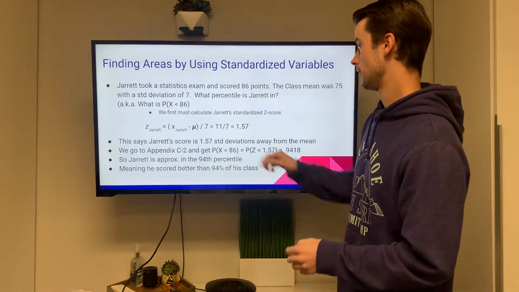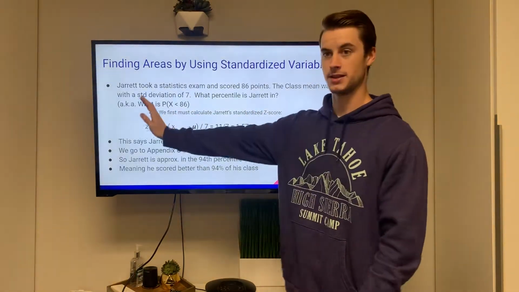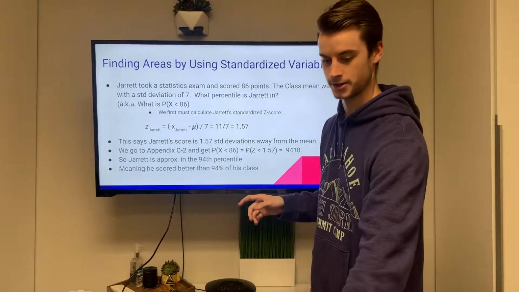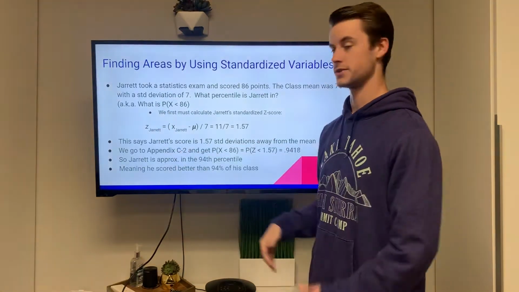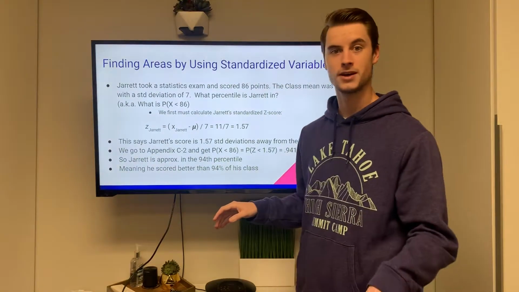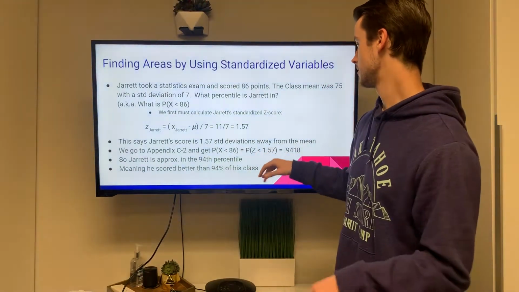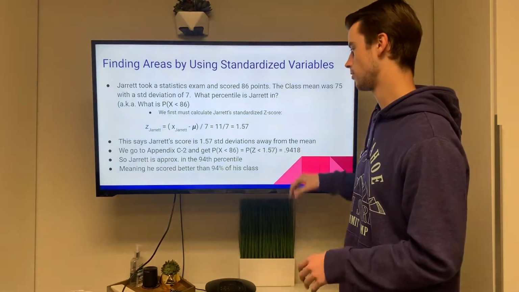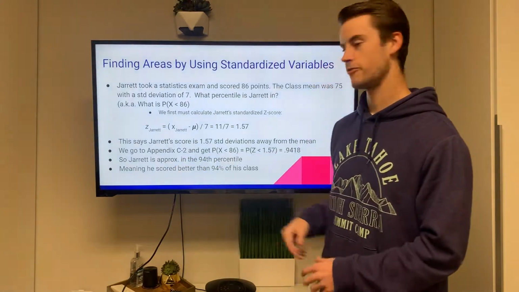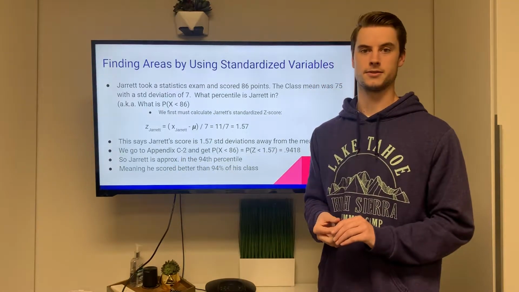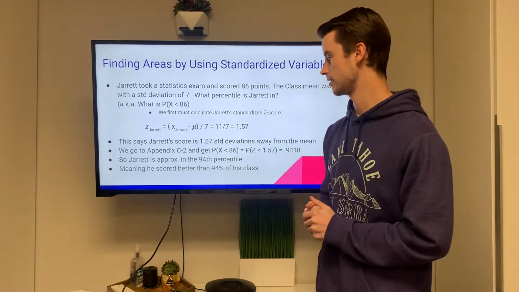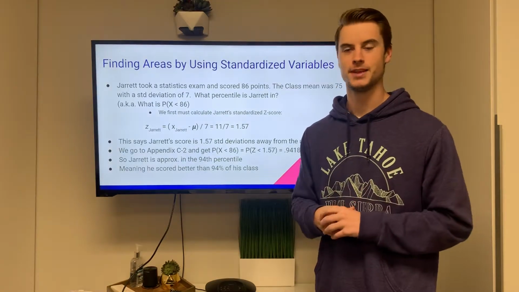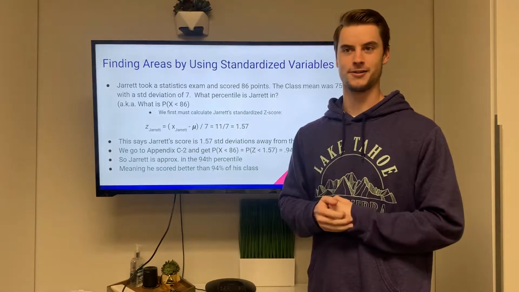And since this is less than, that means everything to the left, a left tail probability distribution. We can look at Appendix C-2 because that clearly deals with everything to the left of your z-score, which is an easy find, okay? So we find 1.57 in our appendix, and we can get the probability, which is the area under the curve, 0.9418. So Jared is approximately in the 94th percentile of all test takers that took this statistics exam. So way to go, Jared, you're pretty good. He scored better than 94% of you guys. I don't know if that's true. I hope it is. We'll figure that out when the grades come out, I guess.